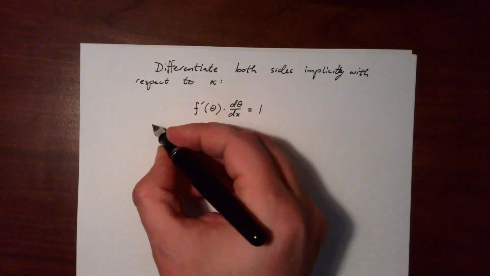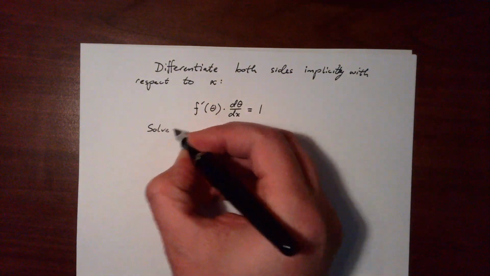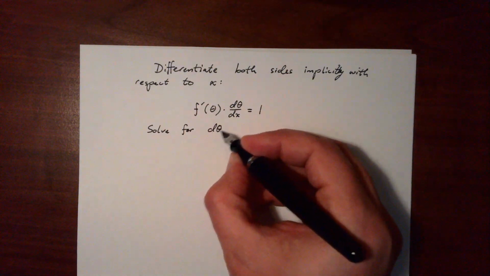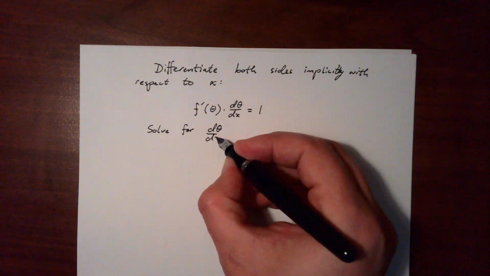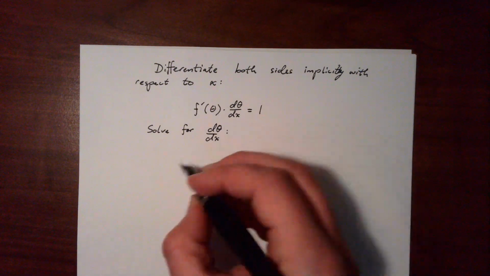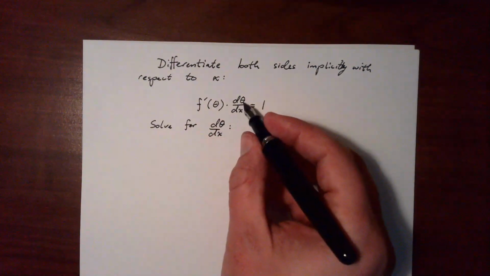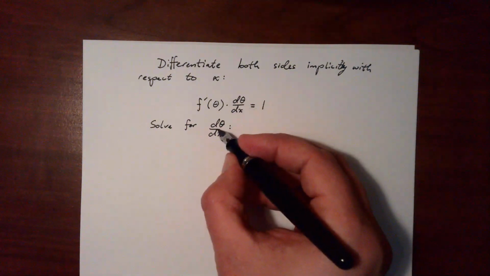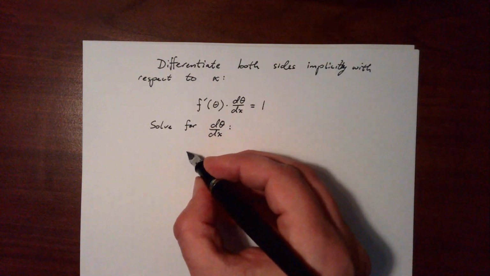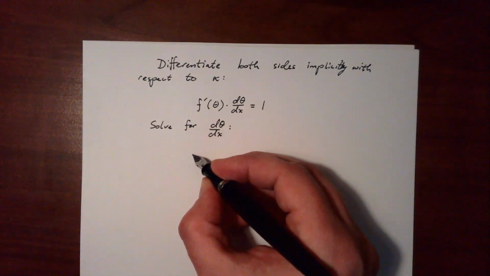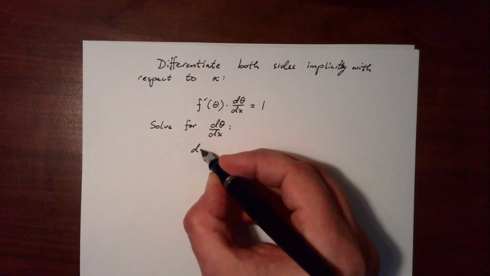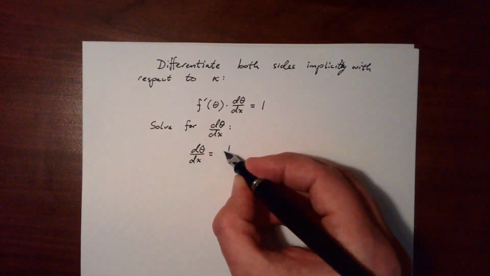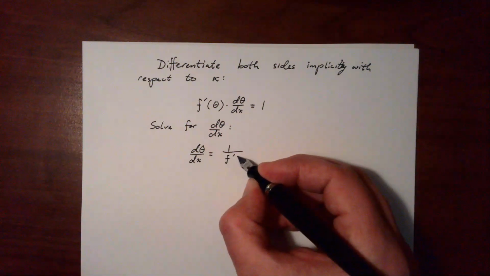And so then we can solve for d theta dx. Now theta, remember, is the output of the inverse function, so we can think of d theta dx as being the derivative of it. And so what we're going to have is d theta dx is equal to 1 over f prime of theta.